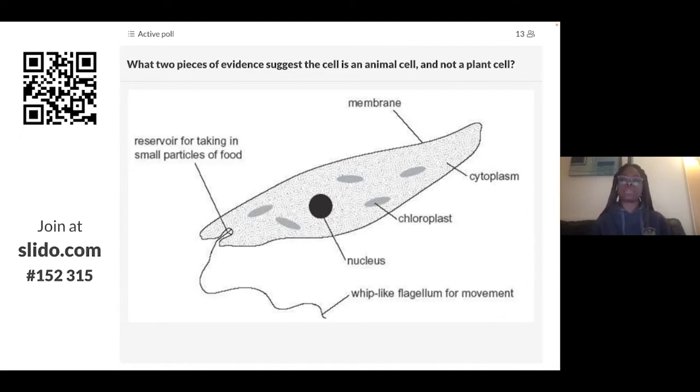So we're looking for two pieces of evidence that suggest the cell is an animal cell, not a plant cell. We have things labeled: the cell membrane, the cytoplasm, the chloroplast, the nucleus, the whip-like flagellum for movement, and the reservoir for taking in small particles of food. The options available are: it does not have a cell wall, it has chloroplast, it has a cytoplasm, it does not have a vacuole. So we're not looking at the flagellum, we're not looking at the nucleus.